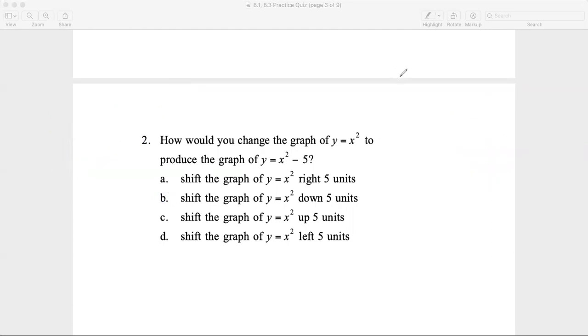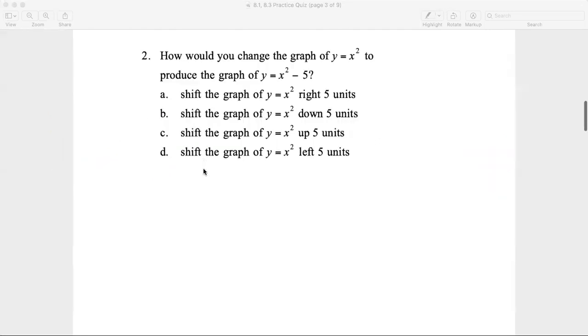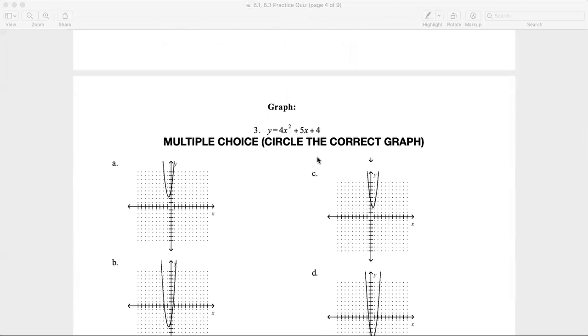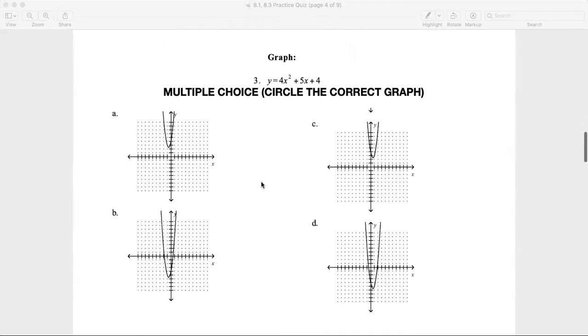Okay, let's move on to number 3. All right, graph this equation. Now this is a multiple choice. Now this one's going to take more work because there's a b value. The only way I can do this is using my line of symmetry formula and then plugging that back in. Okay, there's no shortcut like I was able to do in 1 and 2. So I'm going to get to it.